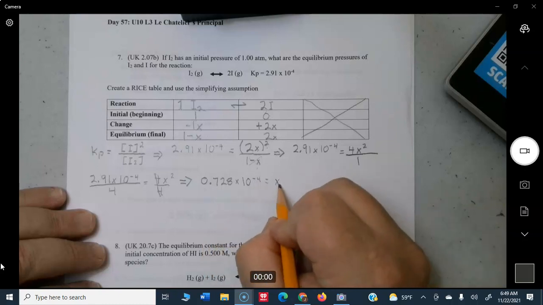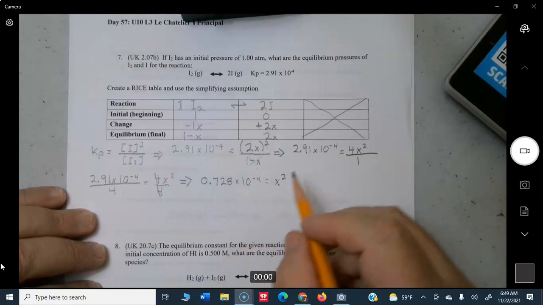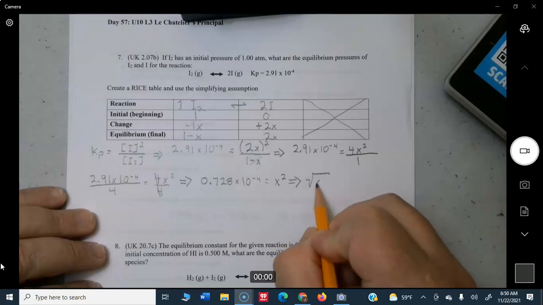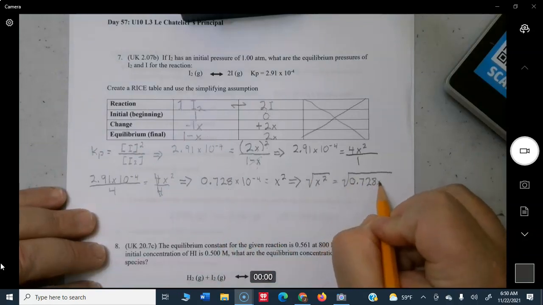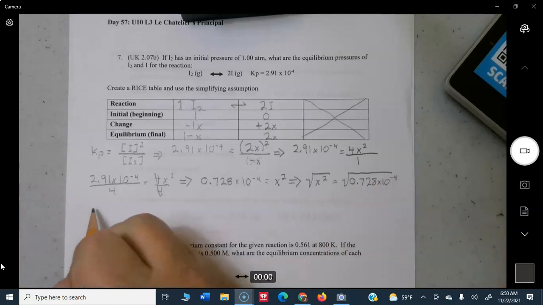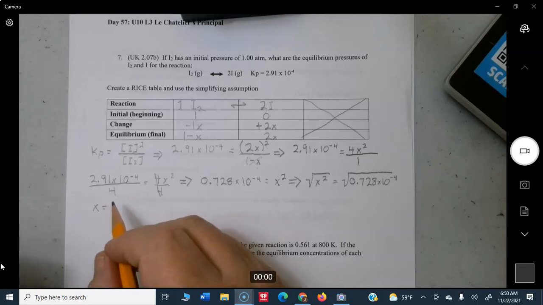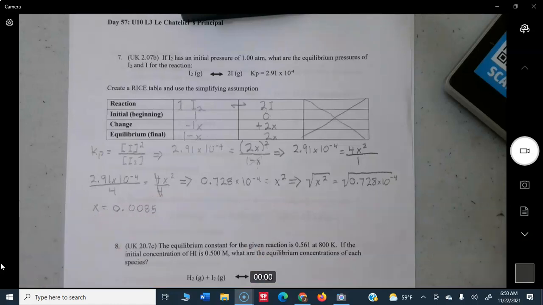Equals x squared. So now I'm going to take the square root. I'm going to move the x over to the left side here and take the square root of x squared and take the square root of this. Okay, and when we do that, we come down here and we get x equals, I'm going to write it in regular decimal form. Okay, that's the number we get right there. Okay, so we know X.